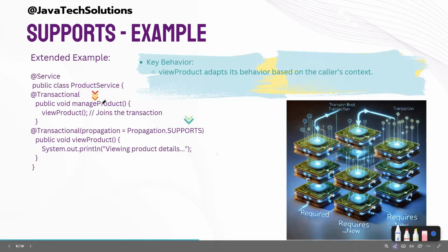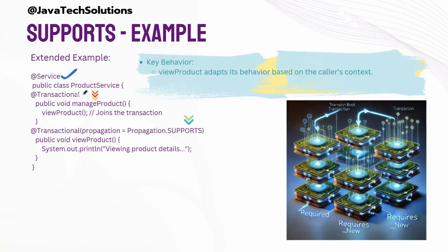Okay, now if we talk about the examples of it, if you see this product service here, this is again a service annotation over here. This transactional annotation, here again we have not defined anything, so the default will be REQUIRED. And here in this view product method, if you see, this is SUPPORTS, so obviously it will join with the active transaction, right?